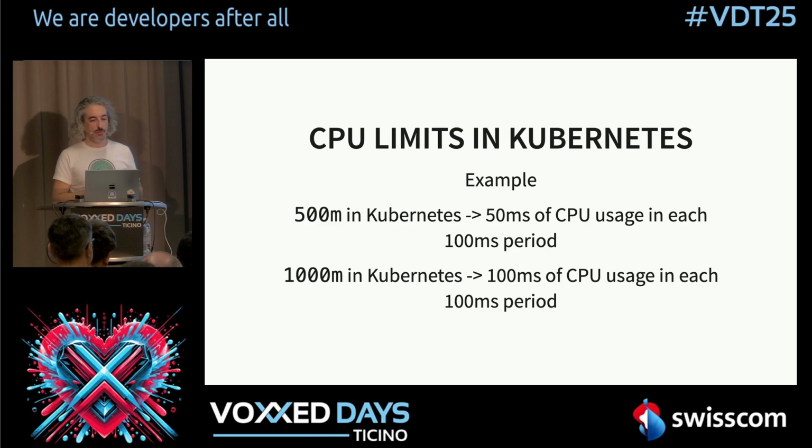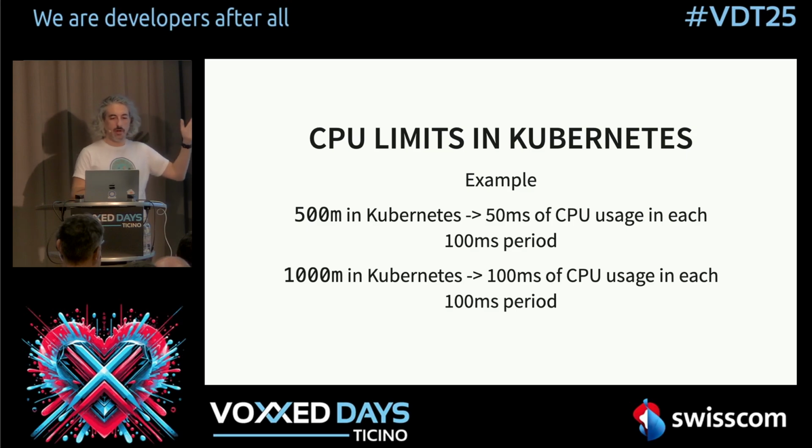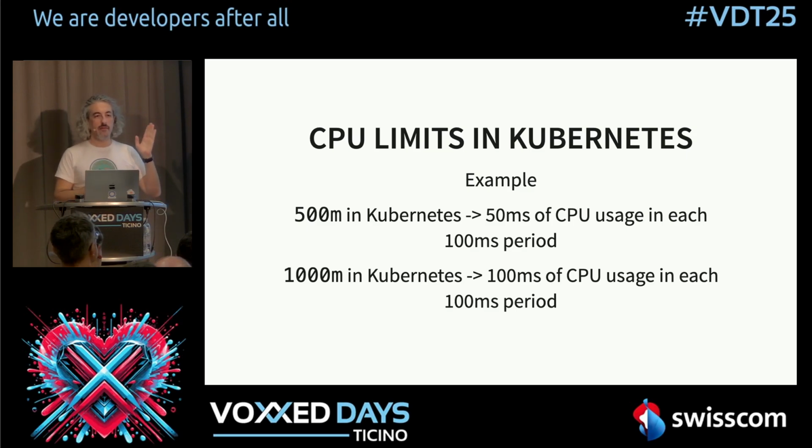So I'm going to show you some examples to try to understand this better. If you set 500m, so half a CPU more or less, this means that every 100 milliseconds, your container can use 50 milliseconds. If you say 1 CPU or 1,000 millicpus, it means that every 100 milliseconds you can use the CPU for 100 milliseconds.